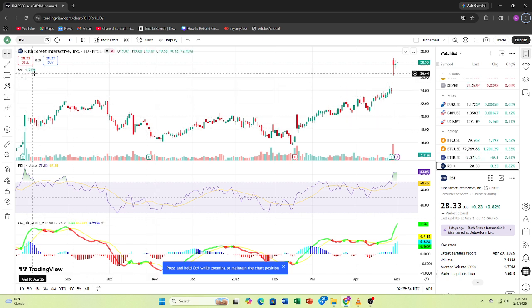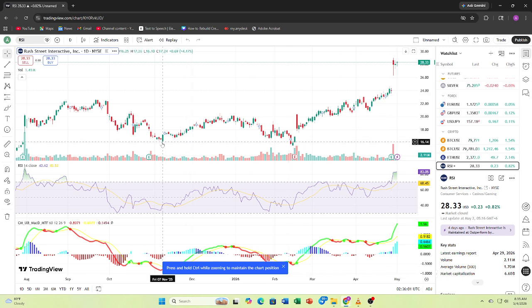Now this is the key part. You need to find swing highs and swing lows. Swing highs are where price stops going up and reverses down. Swing lows are where price stops falling and goes back up.